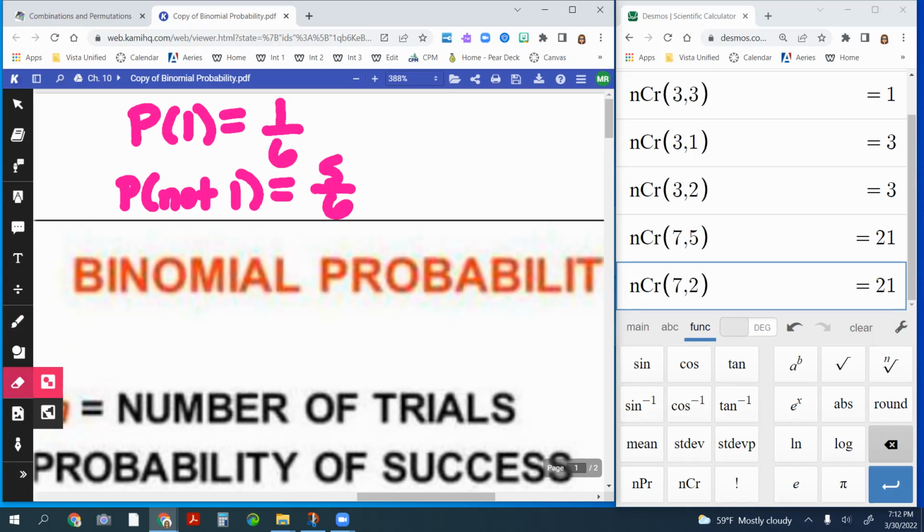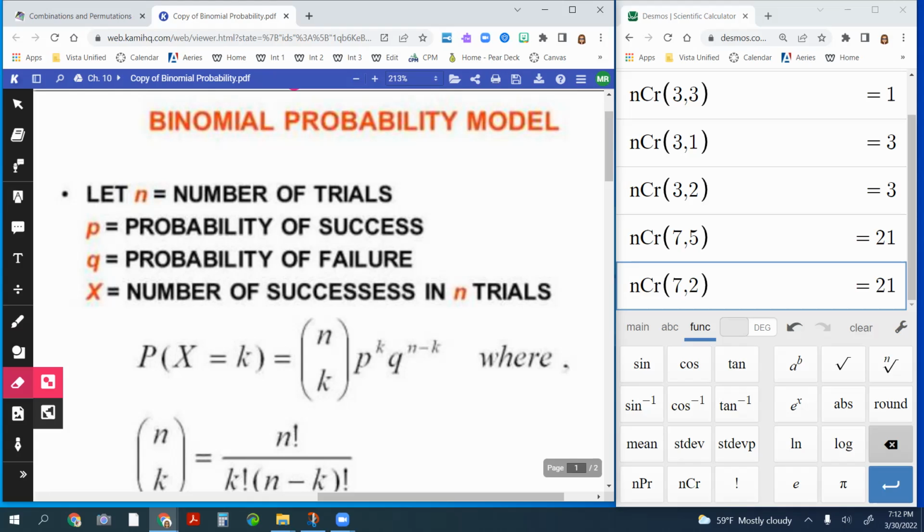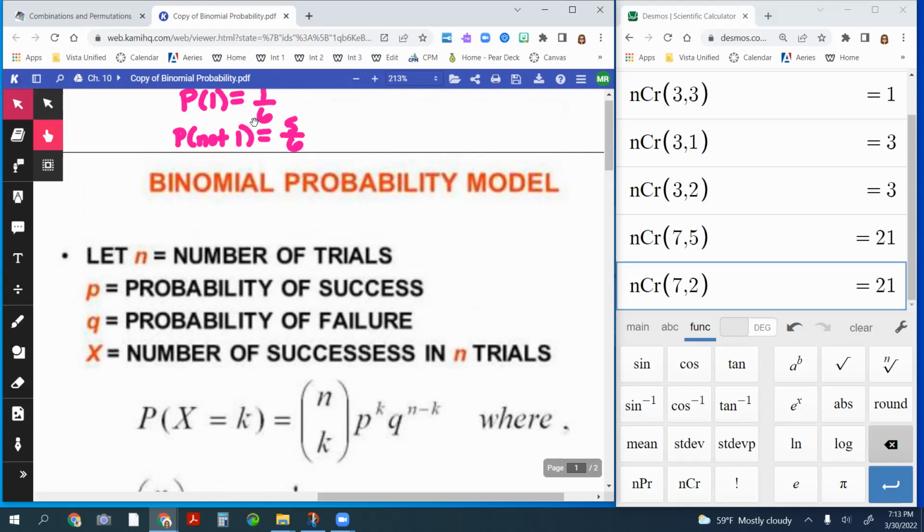So when we are doing this, and they are saying that we're going to do a binomial probability, again, it's the probability of a success versus the probability of not getting that success. So in this situation, they're having n represent the number of trials. Maybe you're flipping a coin 5 times, something like that. P being the probability of the success. So for example, let's say we're rolling the die, and let's say we want to get a 1.